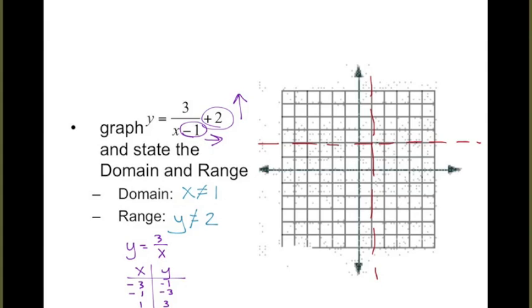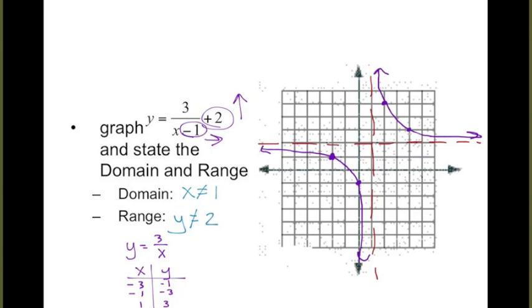And I plot out these points not from the origin, but from where the asymptotes meet each other. So I go back 3 and down 1. Go back 1 and down 3. Forward 1 and up 3. Forward 3 and up 1. So that shows us which quadrants we have.